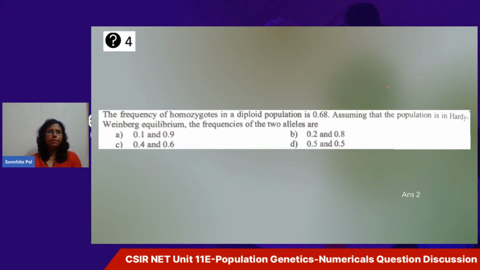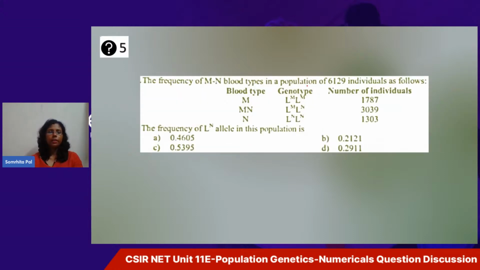Now moving on to question number 5. All right. The frequency of MN blood types in a population of 6129 individuals are given here. So no need to look into the blood type. This is extra information. Just look into the genotype. This is LM LM, this is LM LN, and this is LN LN. The numbers are given to you, and from here they're asking you to find out the frequency of the LN allele. So how will you do this?